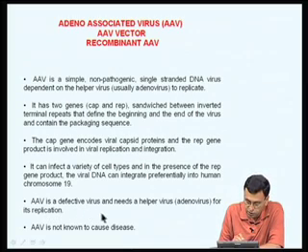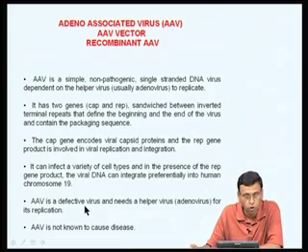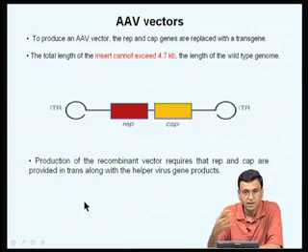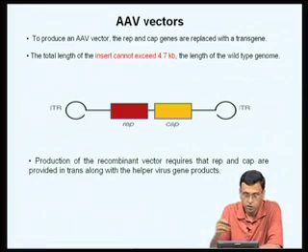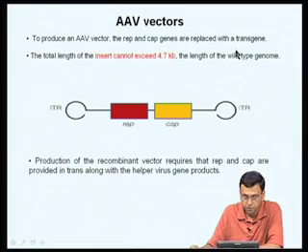So, AAV is a defective virus and needs a helper virus for its replication, and so far AAV does not cause any human disease. So, this is the general strategy for generating an AAV vector. To produce an AAV vector, the rep and cap genes are replaced with your transgene. That is what I have shown here.